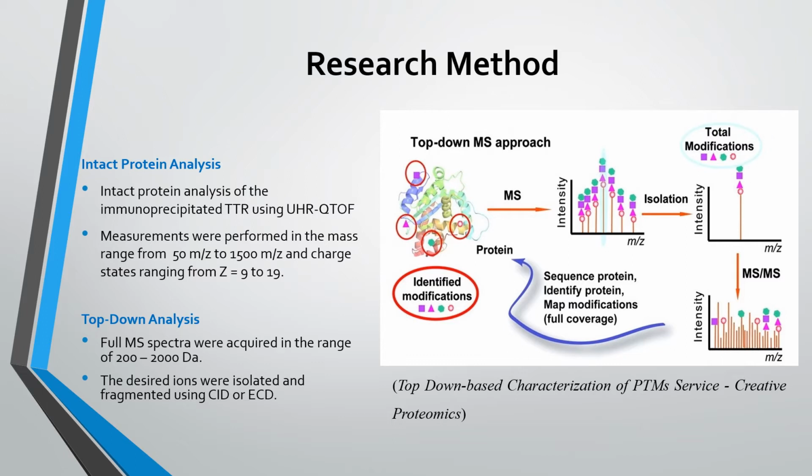Simultaneously, the immunoprecipitated TTRs were studied using top-down analysis, and this method basically involves fragmentation of the protein to obtain a mass spectrum with the mass to charge values of the fragments, and fragments of interest are further investigated by fragmenting through MS/MS technique using collision-induced dissociation or electron capture dissociation.